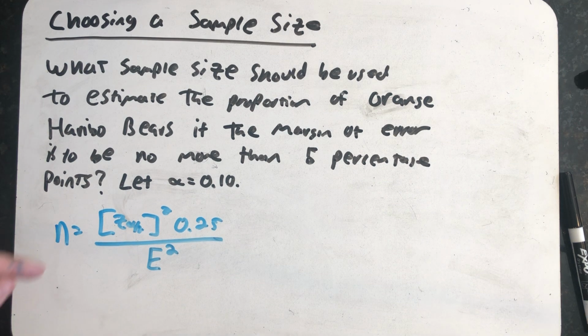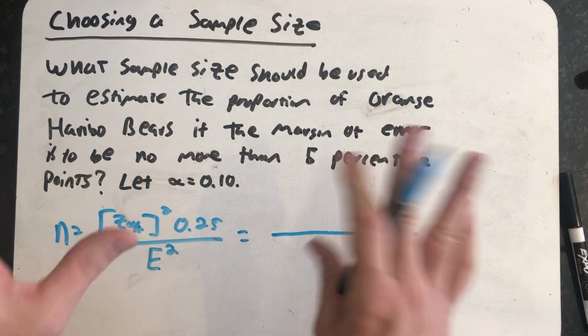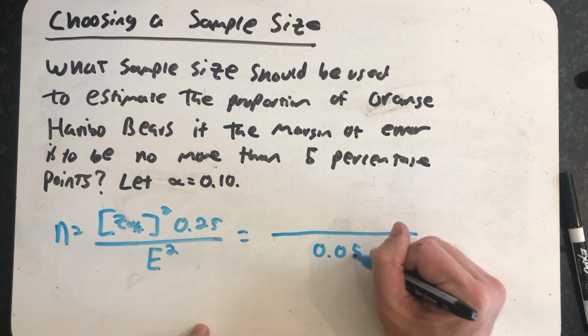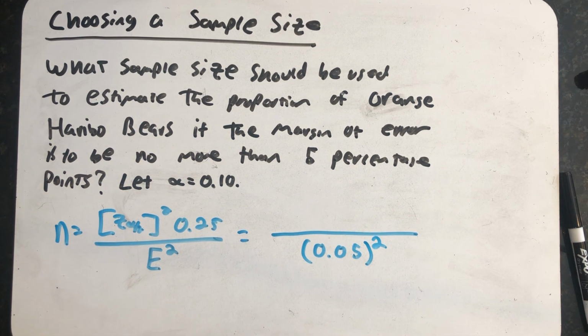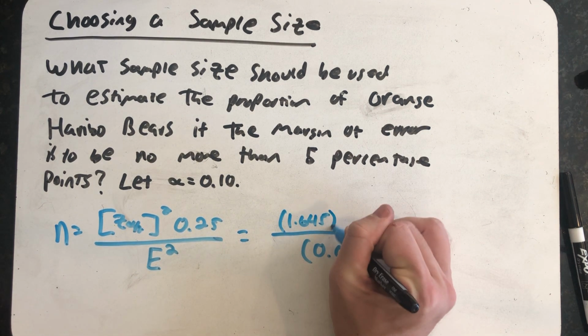So I need something to plug in for z sub alpha over 2. I need something to plug in for the margin of error. Fortunately, I'm told both of the things I need to know up here. So 5 percentage points, the margin of error will be 0.05. Z sub alpha over 2 at the 90% confidence level is 1.645.